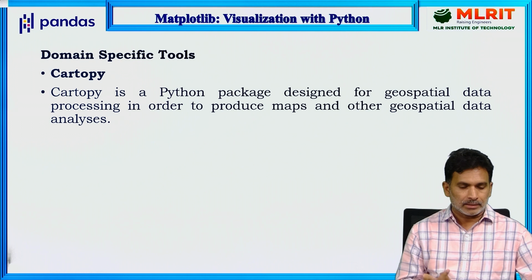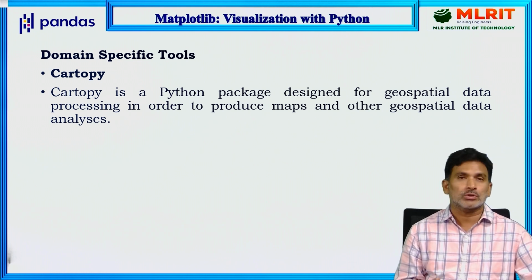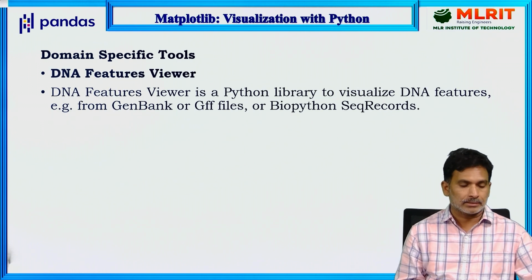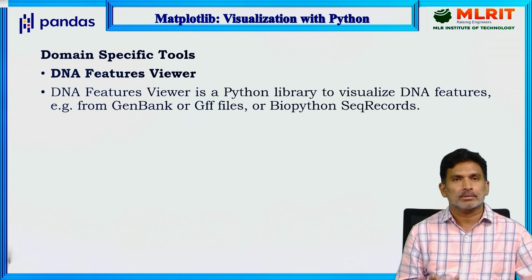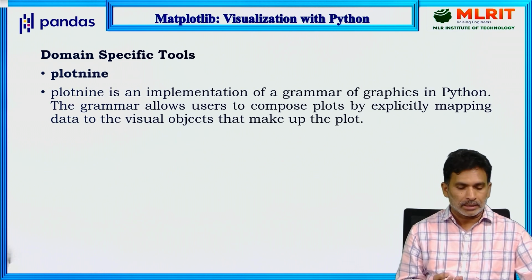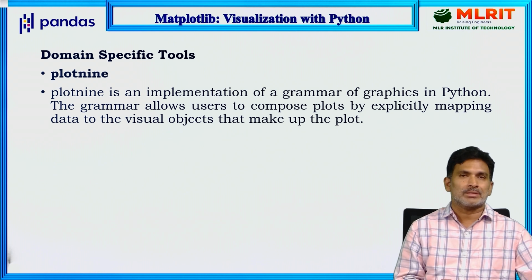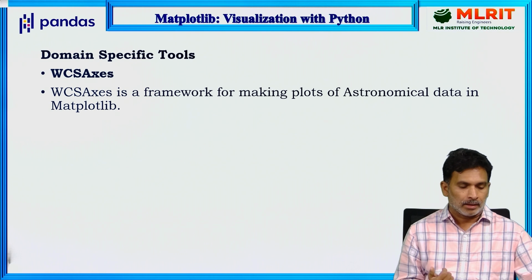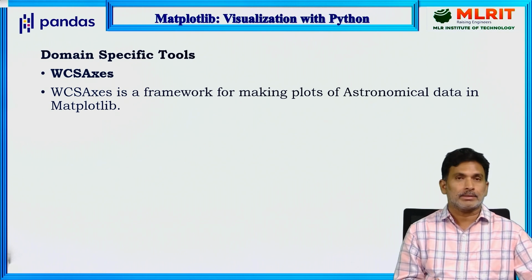So next, the other domain-specific tools, like Cartopy, a package designed for geospatial data processing in order to produce maps and other geospatial data analysis. And DNA Features Viewer, another Python library to visualize DNA features. And plotnine is an implementation of a grammar of graphics in Python. It allows users to compose plots by explicitly mapping data to visual objects that make the plots. And WCSAxes is a framework for making plots of astronomical data in matplotlib.